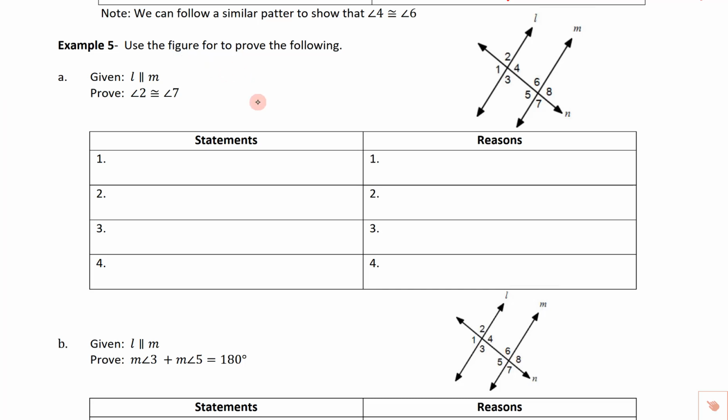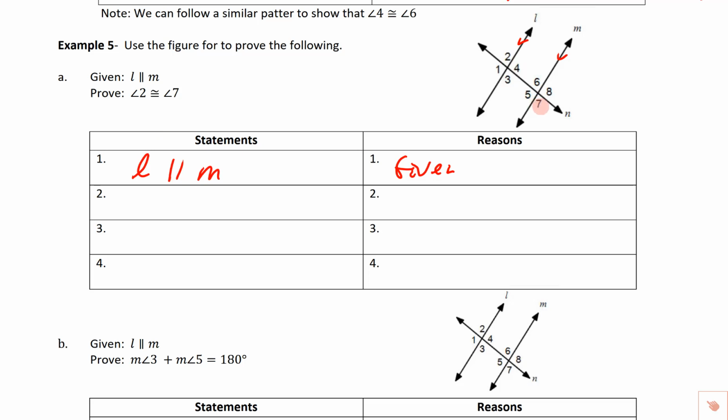It says use the figure to prove the following. Now, it says that given that L is parallel to M, so L and M, I'm going to mark those so we've got that given part right there. And if it's given to us, we do have to start with that because otherwise somebody wouldn't be able to look at this and make any assumptions about it. So we're going to say that line L is parallel to line M, and that's given is the reason for that. And then we want to prove that angle 2 is congruent to angle 7.